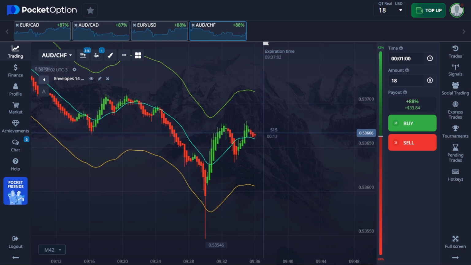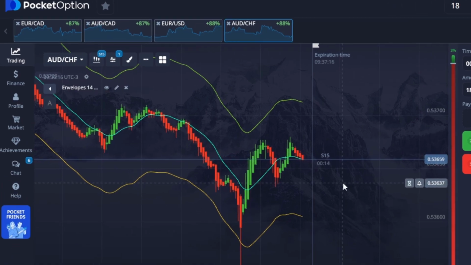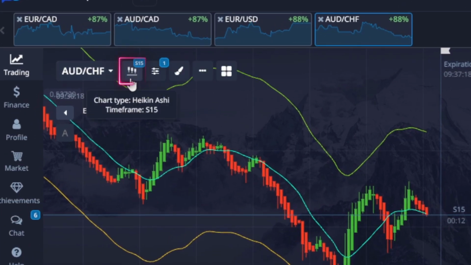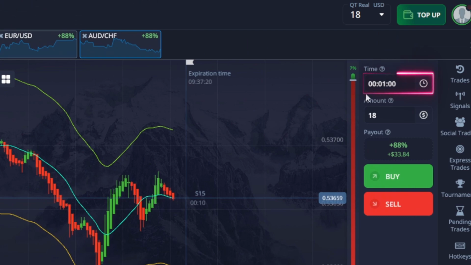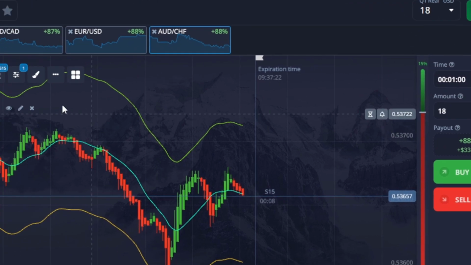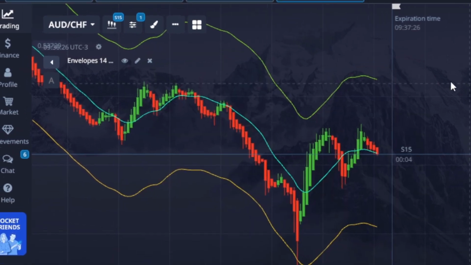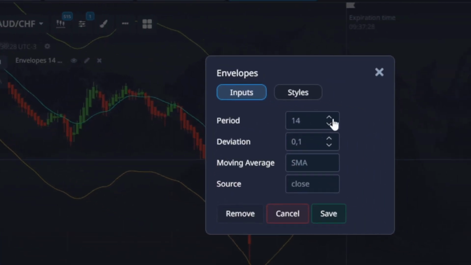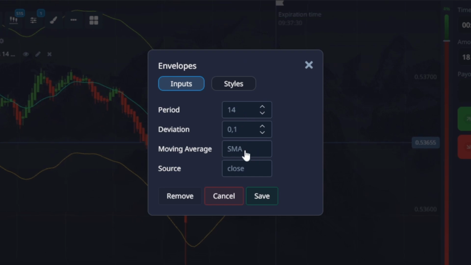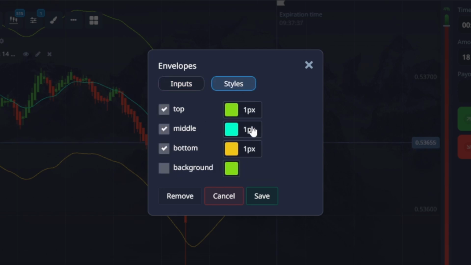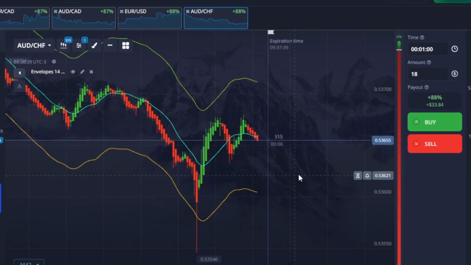Let's get started quickly, guys. In this case, in my position right now, we have this pair. Let's start with that. First of all, we're going to use Heikin Ashi candles, 15 seconds on the time frame, 1 minute on the expiration time. That is a fast strategy. We're going to use envelopes. Remember the settings: 14, 0.1, simple moving average and close. And the style is up to you guys. Choose the best color for you.